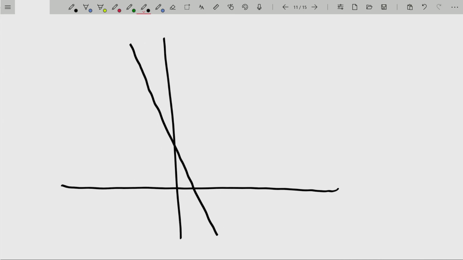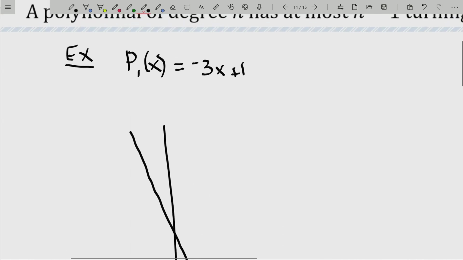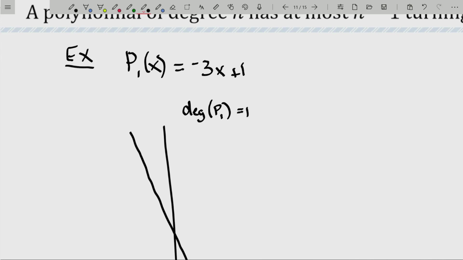Now, notice this does not all of a sudden turn. So there's 0 turning points here. And it's a degree 1 polynomial. So the degree of p sub 1 is equal to 1. And yet the number of turning points that we can see is just going to be 0. So the number of turning points equals 0. We can see it on the graph.